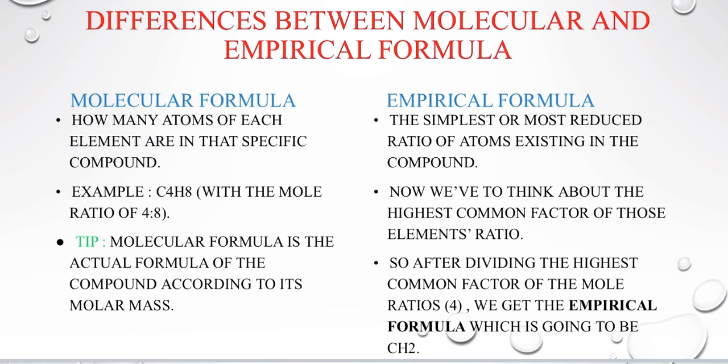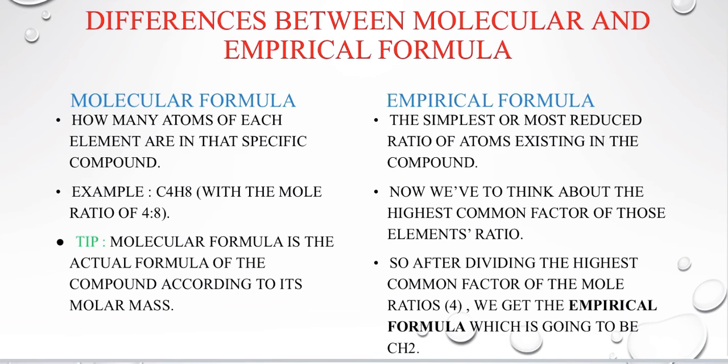And the empirical formula is the simplest or the most reduced ratio of the atoms involved in the compound. Now we have to think about the highest common factor of those elements' ratio. So we divide by the highest common factor of the mole ratios, which in this case is 4. The highest common factor is the highest possible number that those two ratios can be divided by to get the smallest whole numbers.